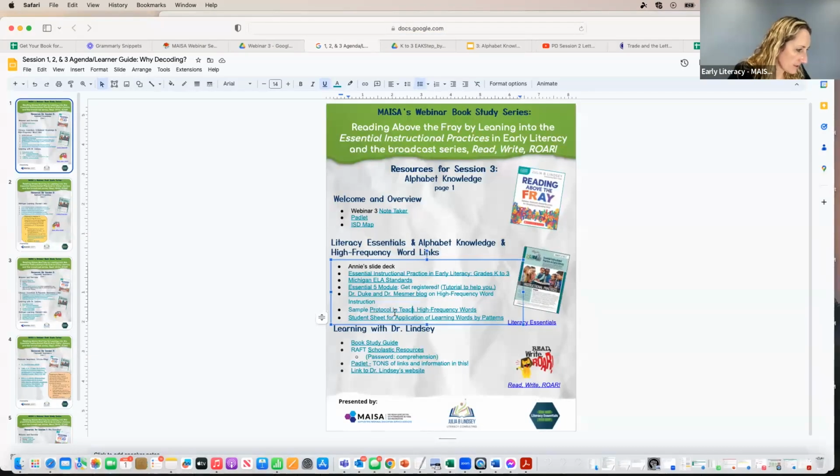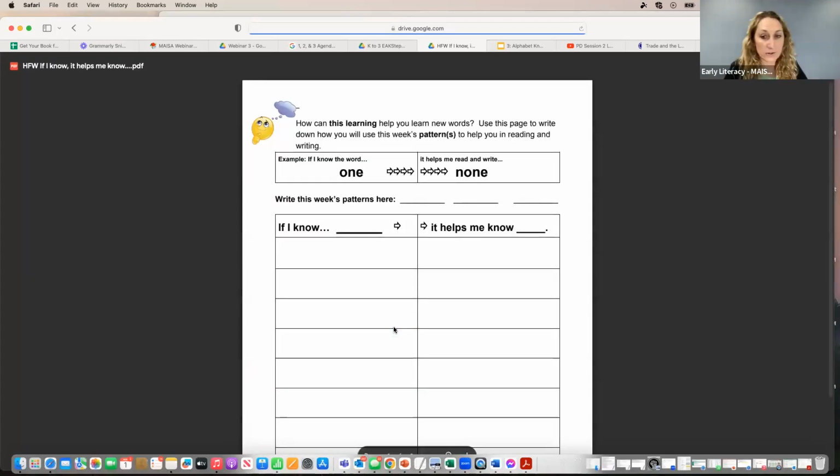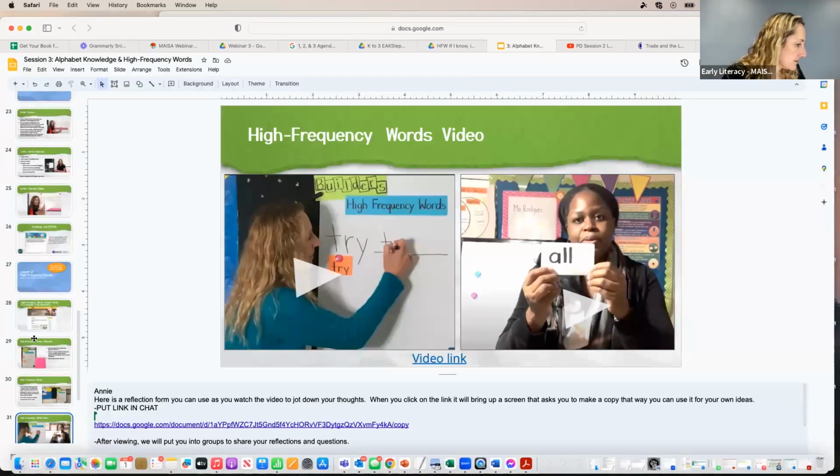The other link that's in there for you is this student sheet that helps kids think about what patterns they're studying. This is one of our research supported practices. If I know this word, it helps me know this word. So if I know the word one, it helps me read and write the word none. I'm just adding an n to the front of it, right? Like one, none, done. We can teach those in patterns and pairs, and it helps kids to see that connection. So those are in the learner guide for you to have as you would like access to them.